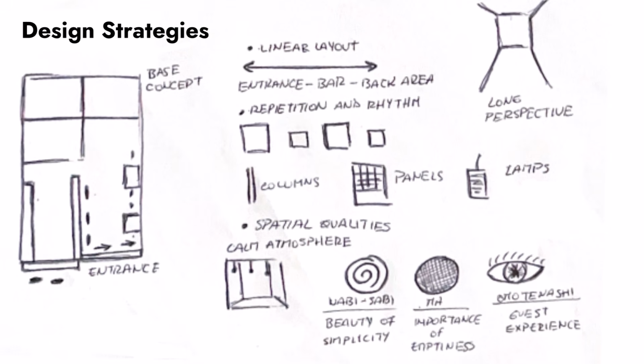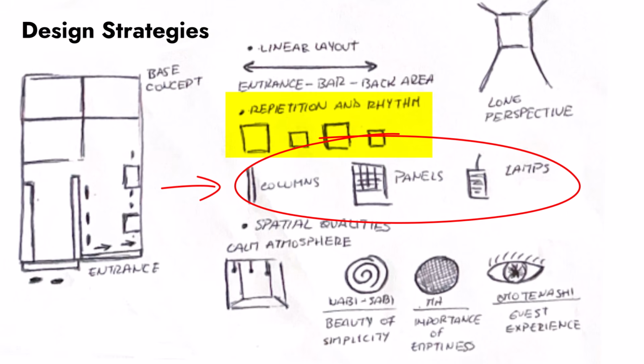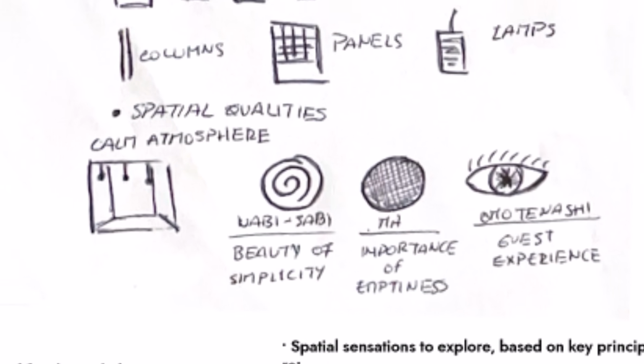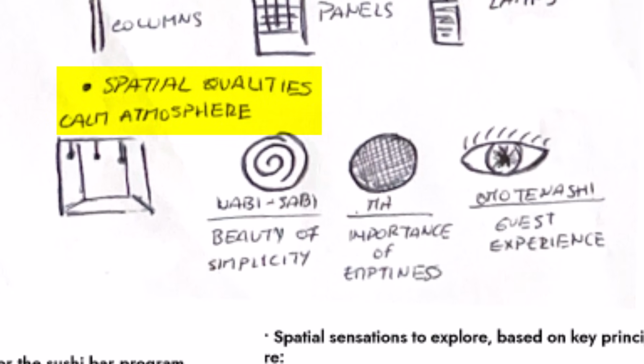To keep the space visually harmonious, we can introduce repetition and rhythm throughout the interior. These elements can appear in the form of structural frames, panels, and other architectural features commonly found in sushi bars. But beyond these elements, the most important aspect of the design is the spatial atmosphere.